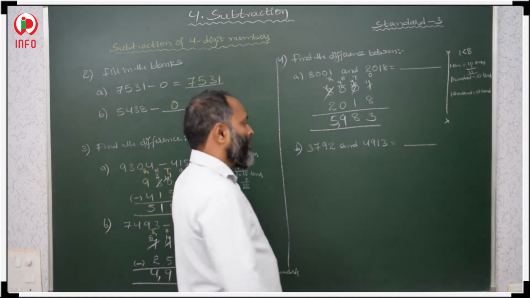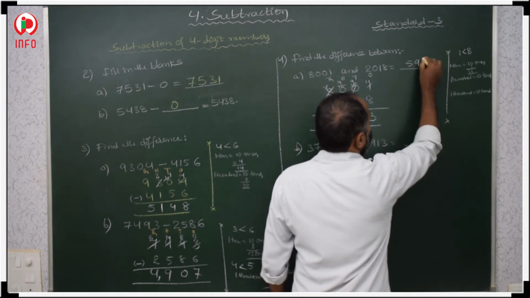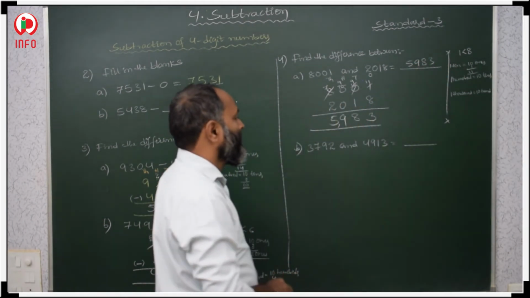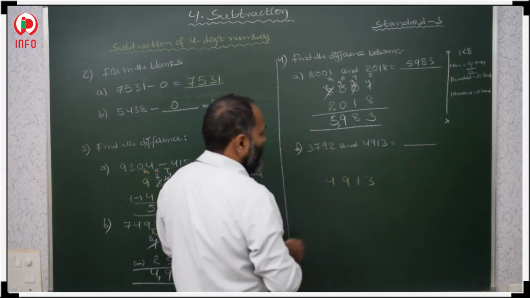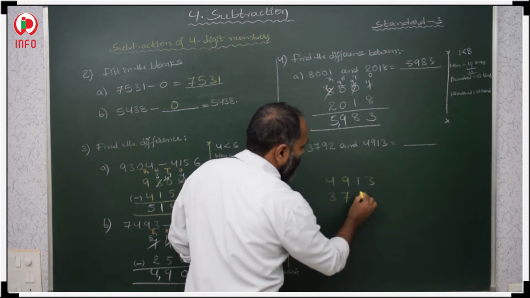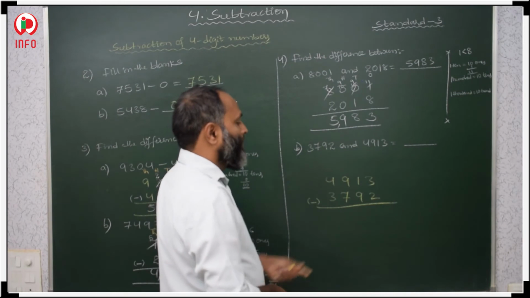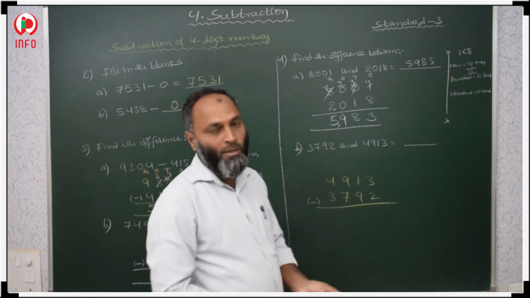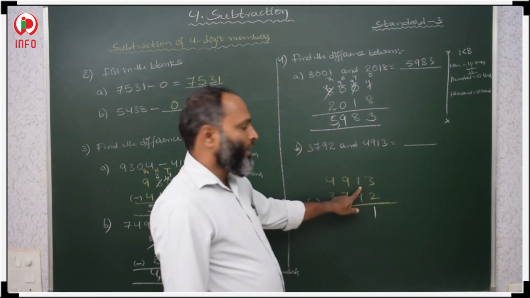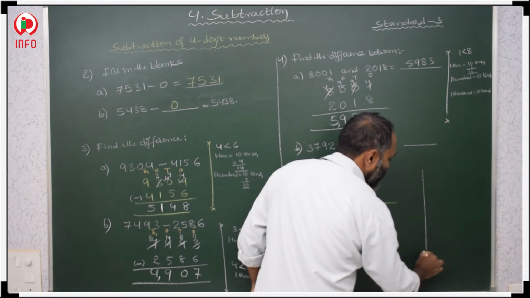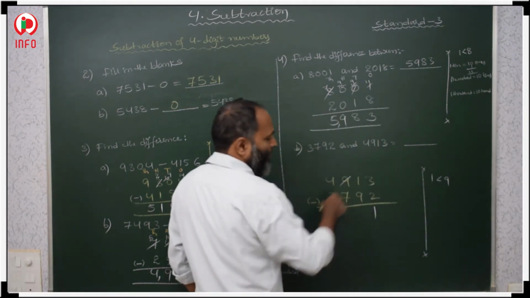5983. Now this one. First write your answer here. 5983. Now 4913 minus 3792. Then 3 minus 2. 3 is greater than 2, then 3 minus 2 is 1. Here 1 is less than 9. Then take borrow from here.